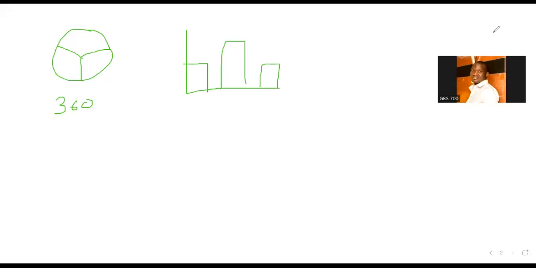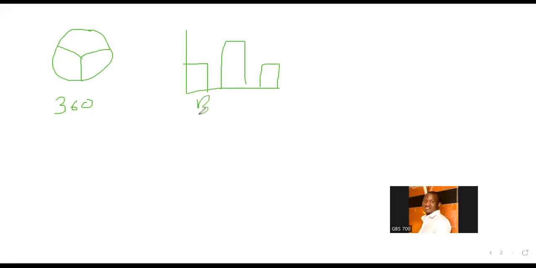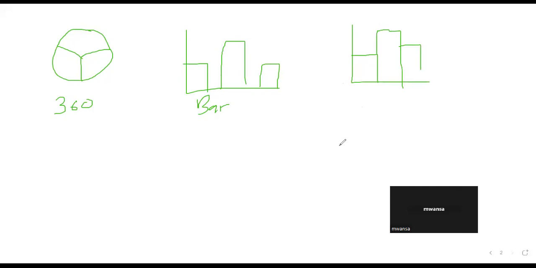So this is the bar chart, all right? Bar chart looks like that. It has spaces. And what type of pictogram is this? A histogram. Histogram, correct. And the line that joins the midpoint here is called a what? An ogive, right?